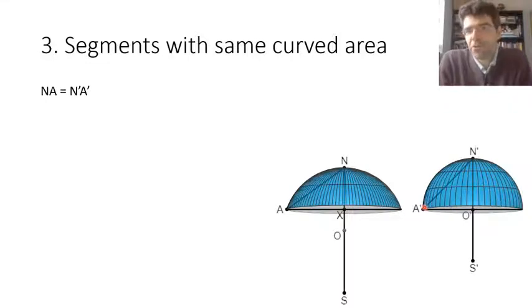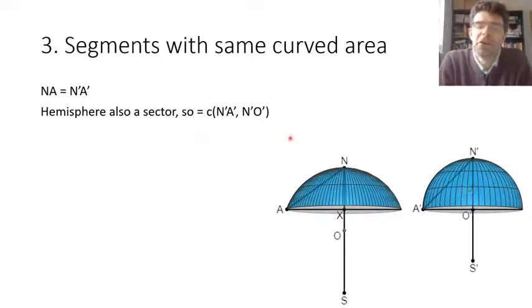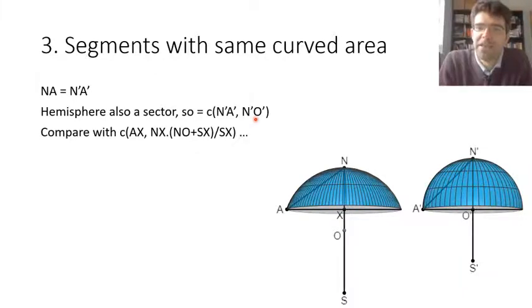Now, the volume of the hemisphere, which, as well as being a segment, is also a spherical sector, has a nice simple formula. The cone with base radius N dash A dash, height N O dash. And we've already seen a couple of formulas for the volume of the upper segment. One of them is C A X and then NX times NO plus SX to SX. The other one, which is nice and simple, is C N X NO plus SX.